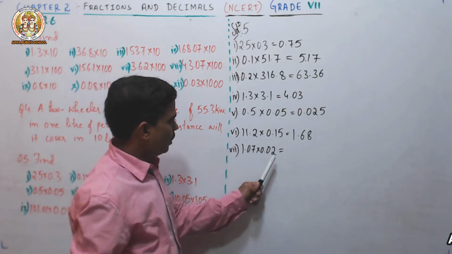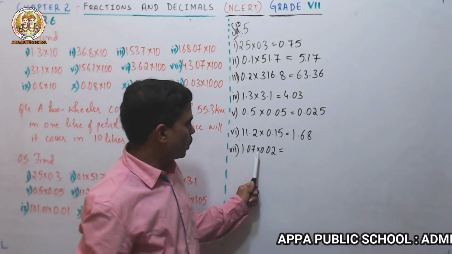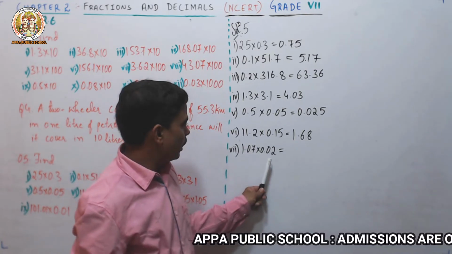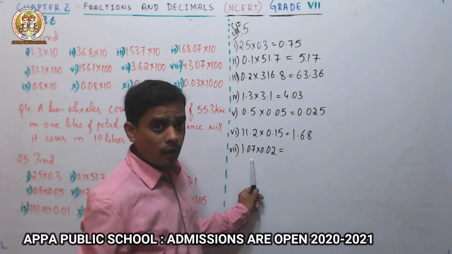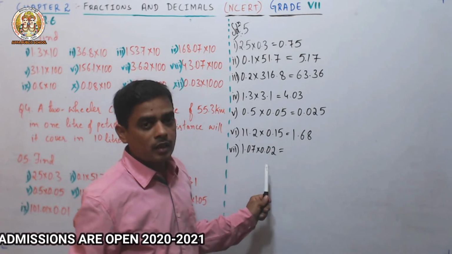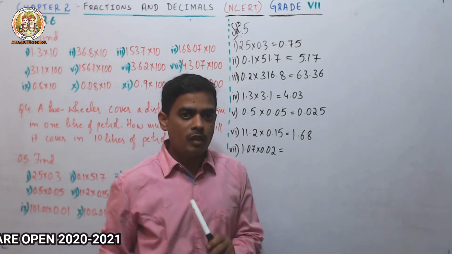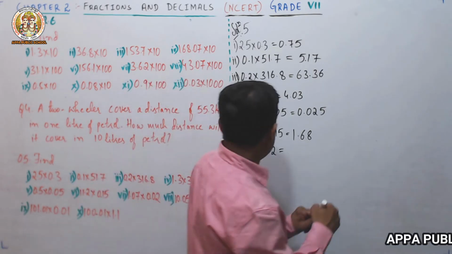The best method: 2 sevens are 14, carry 1. 2 ones are 2, plus 1, 3. Now next, 2 ones are 2. What will be the answer? 234. 234 means how many digits? 1, 2, 3, 4. The answer is 0.0234. Got it?